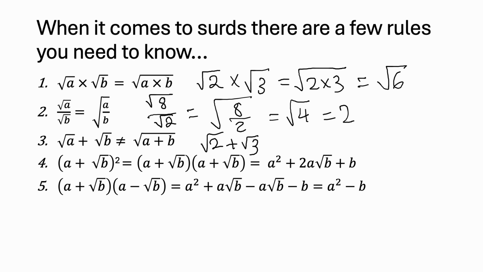Similar thing when you have brackets A plus root B in one bracket and then A minus root B in another bracket. When you expand your brackets out, you would get A squared plus A root B minus A root B minus B. And these two, a positive A root B and minus A root B, will cancel out each other. So it will always simplify to A squared minus B.